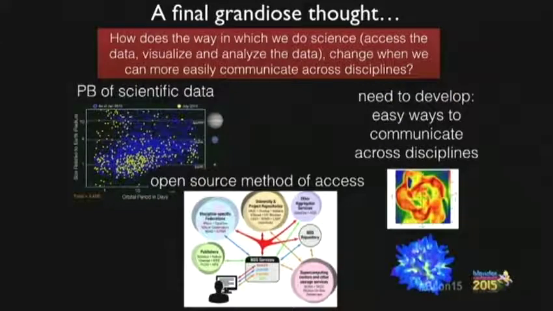But as we're getting more and more data, both computation and observation, we create this open source method of access. If we can also develop easy ways to communicate across disciplines and to the public, I'm just excited to see how science is going to change, and particularly the way we do science is going to change when we are able to more easily communicate across disciplines.